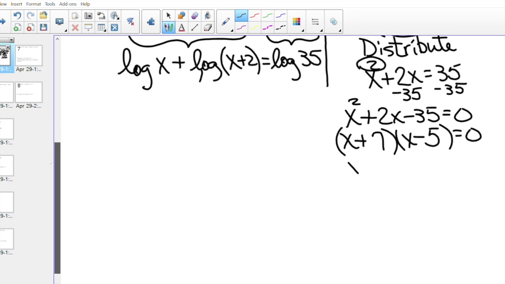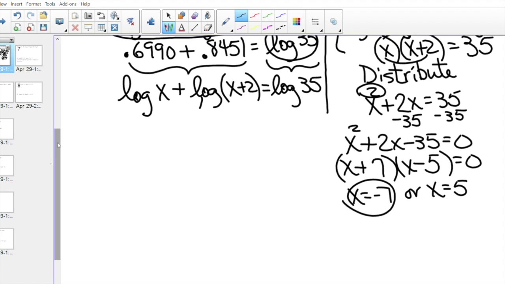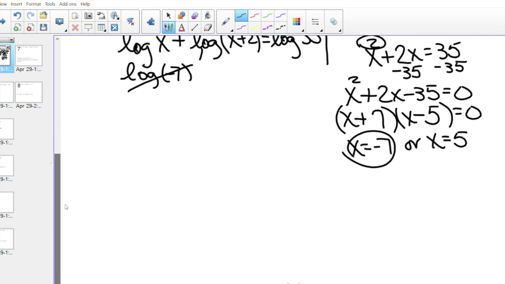And so x is equal to -7 or x is equal to 5. Now, think about it. Logarithm of x being -7. If you go over here and replace x with -7, you cannot find the log of a negative number. So we call that answer an extraneous solution. Not a wrong answer, just an extraneous.